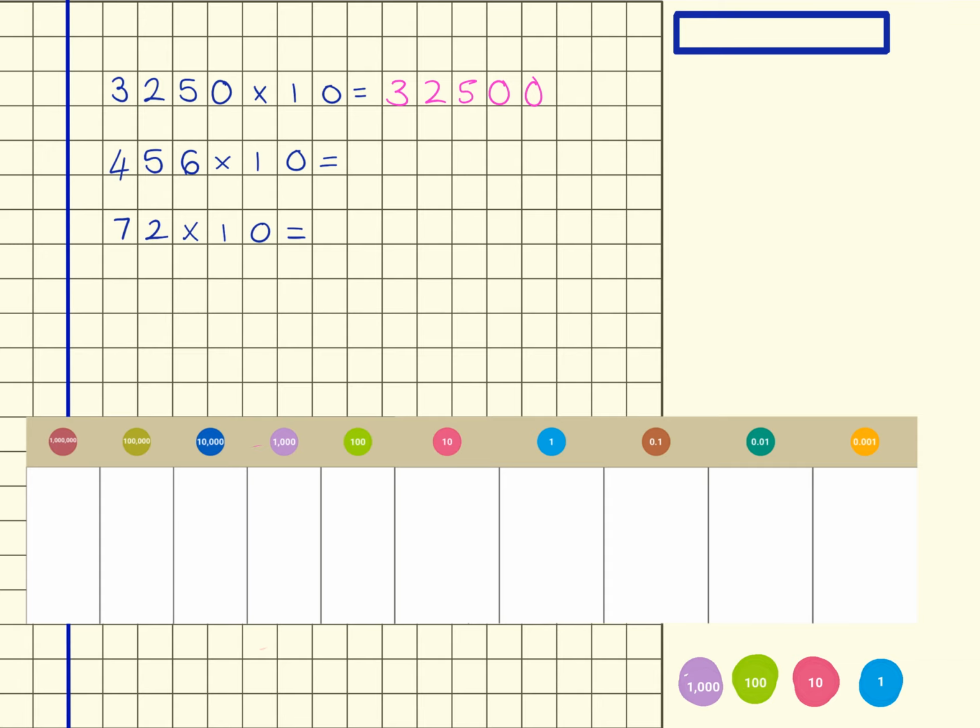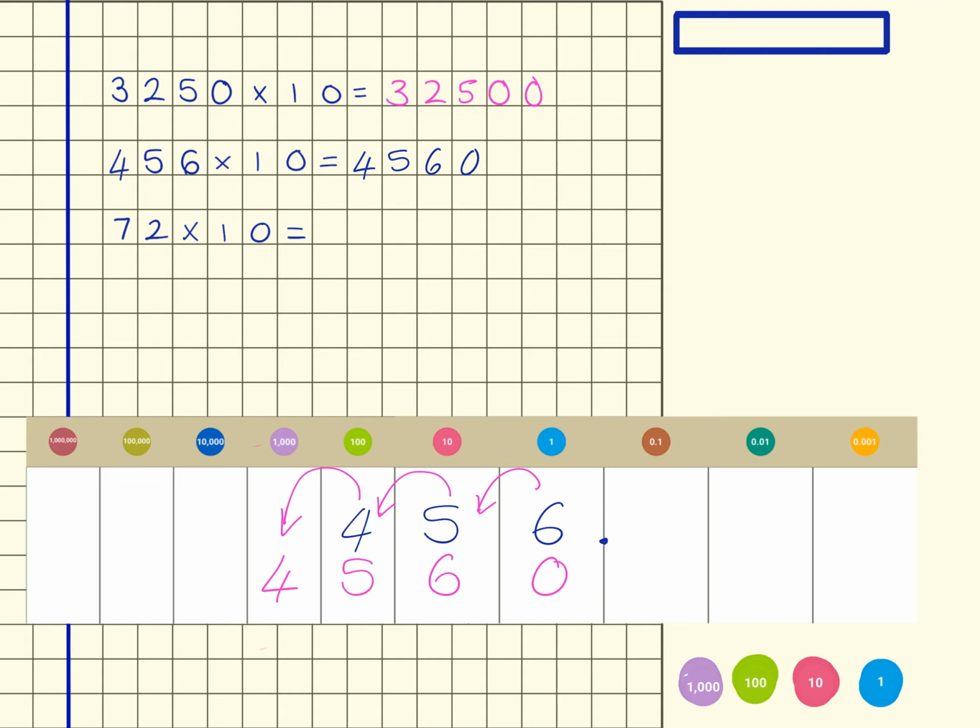So let's use that same method for 456. So let's go for this, 456. In here, I'm going to multiply that by 10, decimal point would be here if it was anywhere, and I would jump each one of these digits one place value column to make them all 10 times bigger, which you can see now leaves us with 4,560, so 4,560.